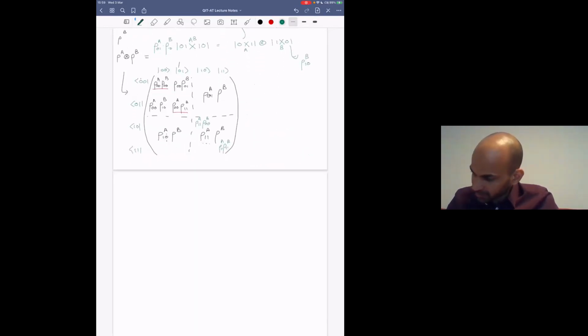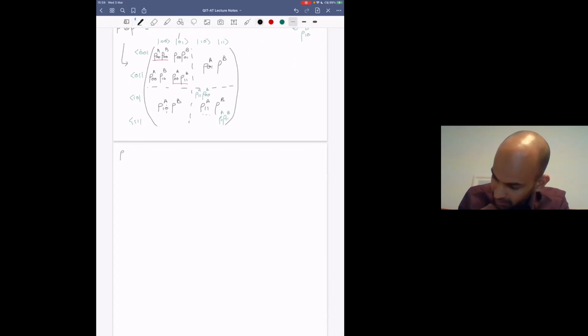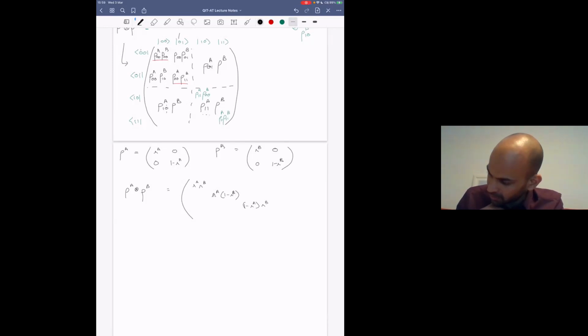So as an example, if I had 2 diagonal density matrices, let's just say this was some rho A, 0, 0, 1 minus rho A, and rho B was rho B, 0, 0, 1 minus rho B, 1 minus because of the trace condition, then rho A tensor rho B is going to simply be rho A rho B, rho A (1 minus rho B), (1 minus rho A) rho B, and (1 minus rho A) times (1 minus rho B), with zeros in all of the other places.